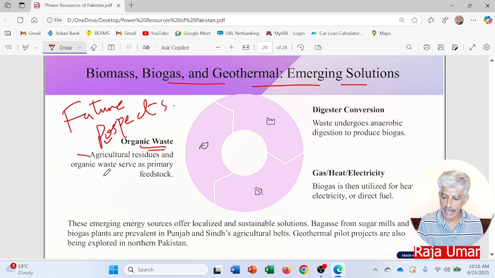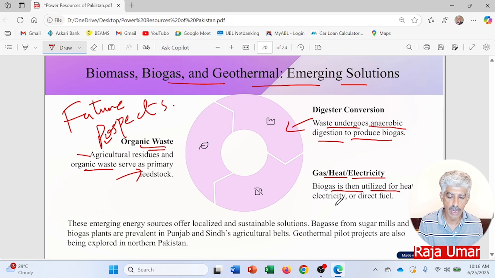Agricultural residues and organic waste serve as the primary feedstock for generating biofuel. And digester conversion: waste undergoes anaerobic digestion to produce biogas, so that is the second process. Biogas is then utilized for heat, electricity or direct fuel. So it means that here are the methods we can use.